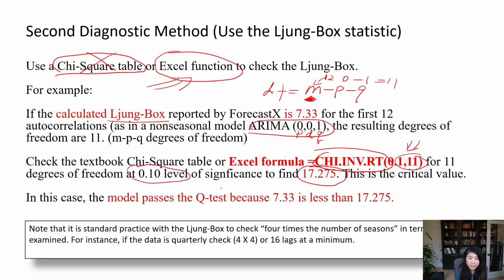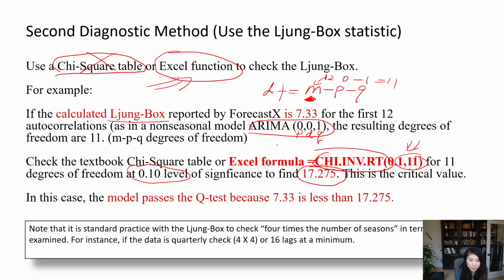That's my critical value. Since in this case the Q test statistic is 7.33, coming from our forecast X, which is less than the critical value, we are not able to reject the H naught. That is, the series we're testing here is white noise, which is what we desire, right? Therefore, ARIMA 001 is the best model, or best black box, that can be used to forecast the time series we are forecasting here.